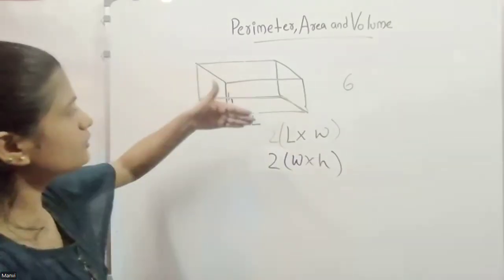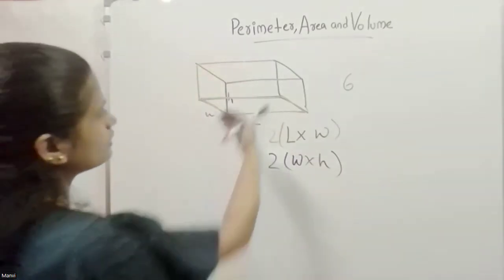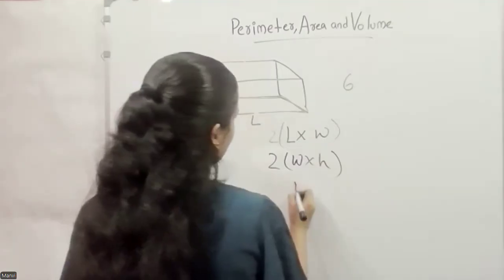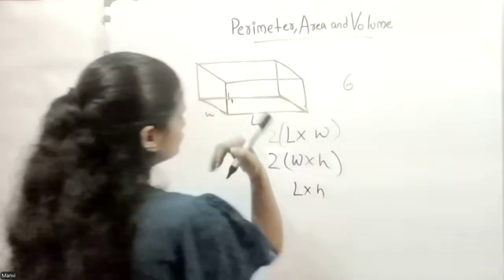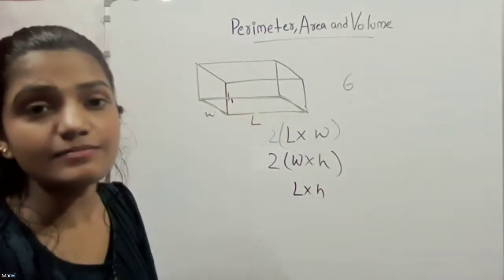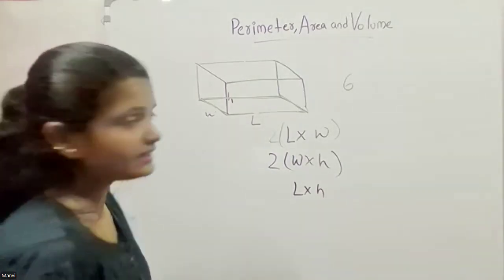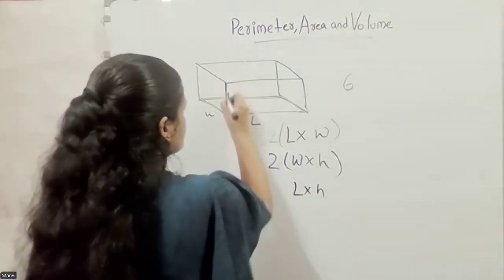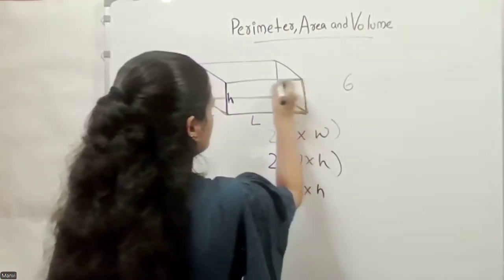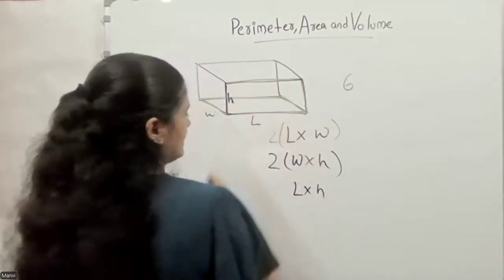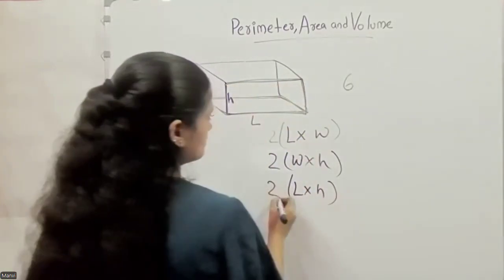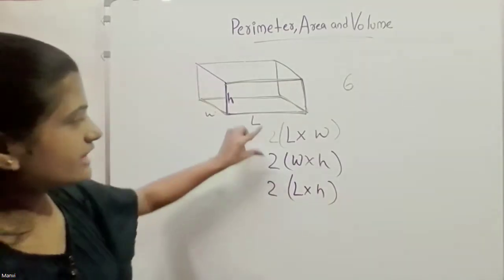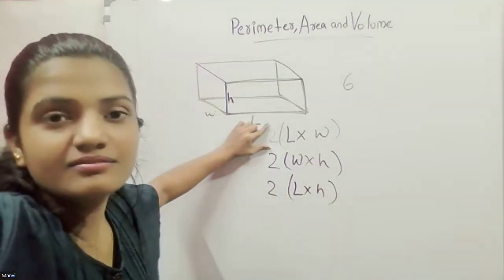Now for the front one and the back one. For the front one, we have length times height. And for the back one also, we have length times height, right? Because for this face, the front one, this is the length and that is the height. So the area is this. Okay, so that's all about the 6 sides.